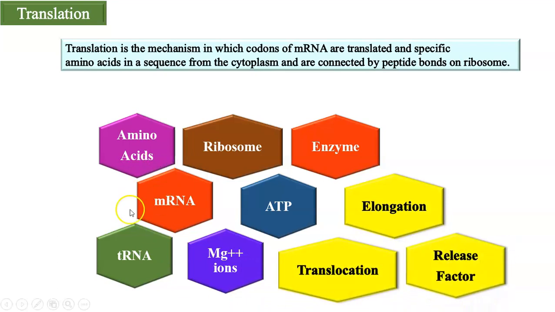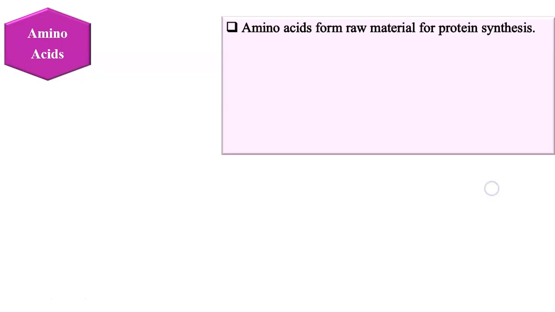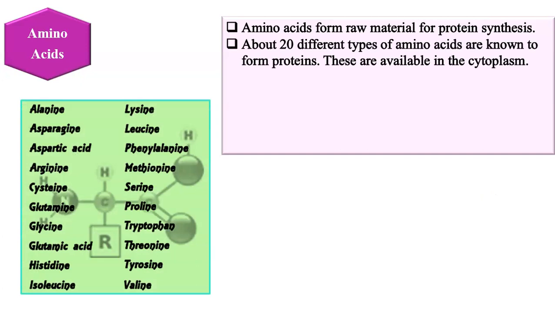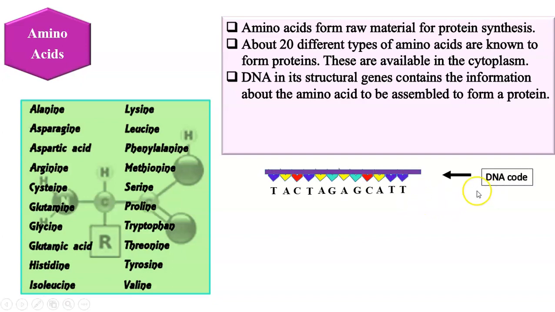Let us understand few of these things in detail, like amino acids. They form the raw material for protein synthesis. About 20 different types of amino acids are available to form proteins. They are there in the cytoplasm. DNA in its structural gene contains information on which exact amino acids are to be assembled on the ribosome. So here we can see the DNA having this information.